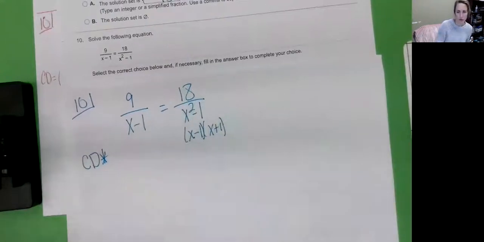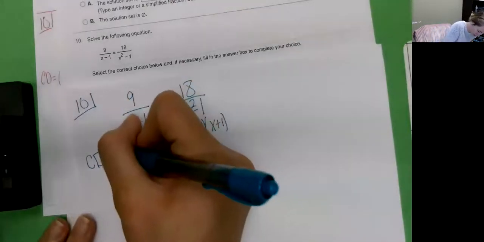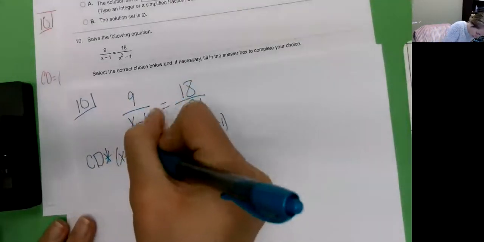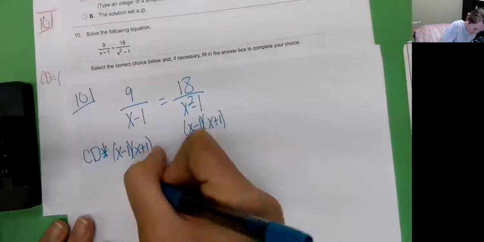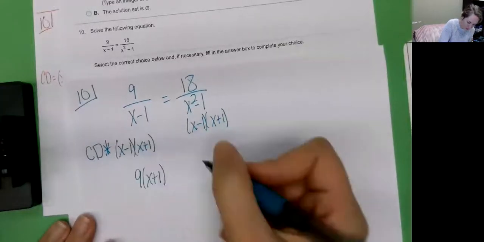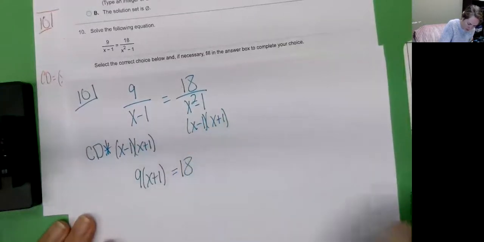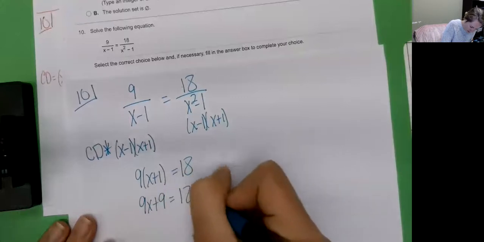You could cross multiply this one, but you're going to be dealing with squares and you don't have to, so I'd say not to do it. Don't make it harder on yourself. So this would be 9 times x plus 1. 18 is already over the common denominator, so it's just equals 18. So we'd have 9x plus 9 equals 18.